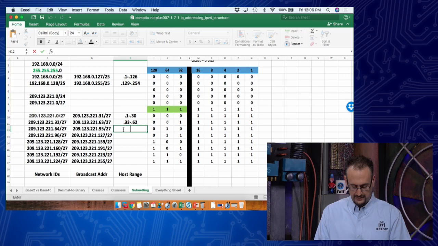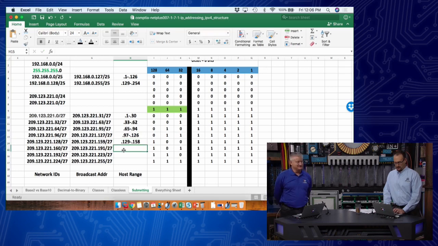And then moving down the list, we have .65, and again, that's because it's one past .64. .64 is the network ID, and then .94 for those nodes on that network. Then we have .97 through .126. For the next network, you'll see we have .129 to .158.